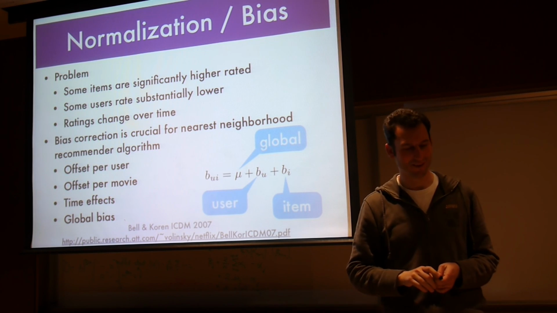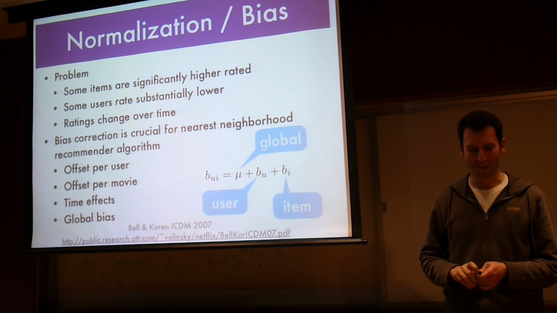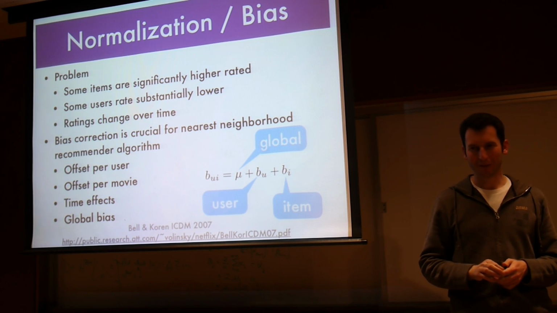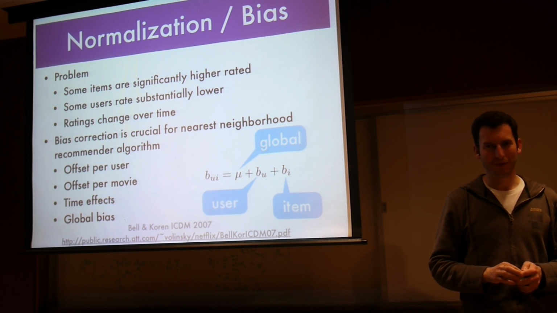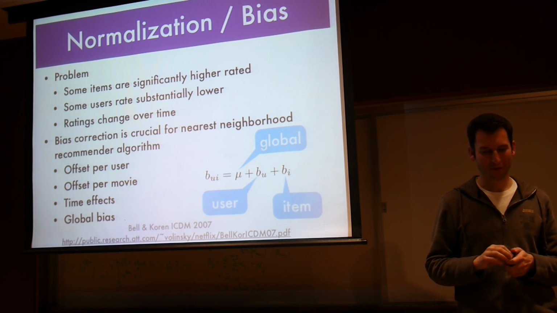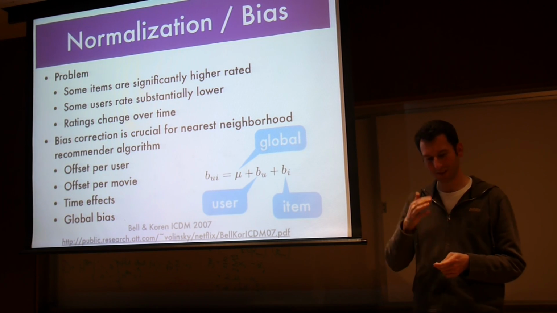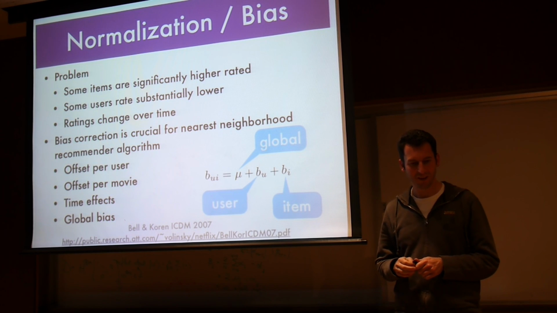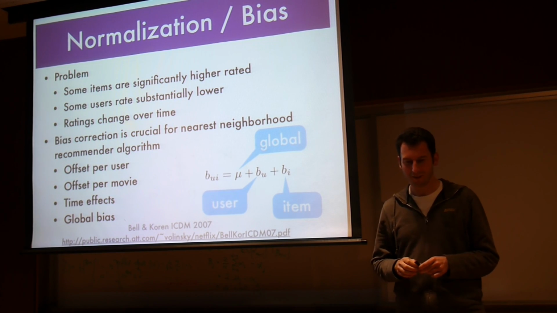At least half of the people in the audience would have had that feeling. So what you want to find out, of course, in this case about movies, or otherwise about conferences, is that some items are really significantly higher rated than others. These are the ones that you really want to accept at a conference, right? But some users rate substantially lower.